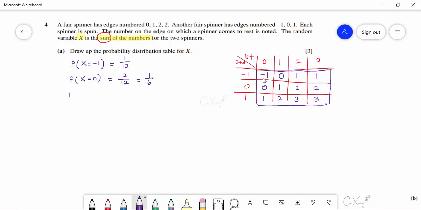All right, so the same thing. So the next value will be what? The next value will be x equals to 1. From here, I think you can see very clearly that you're having 4 number 1s in the table, so it should be 4 over 12, which is 1 over 3. You also can see the value x equals to 2, which is 3 over 12, and 1 over 4. And the last one will be x equals to 3.